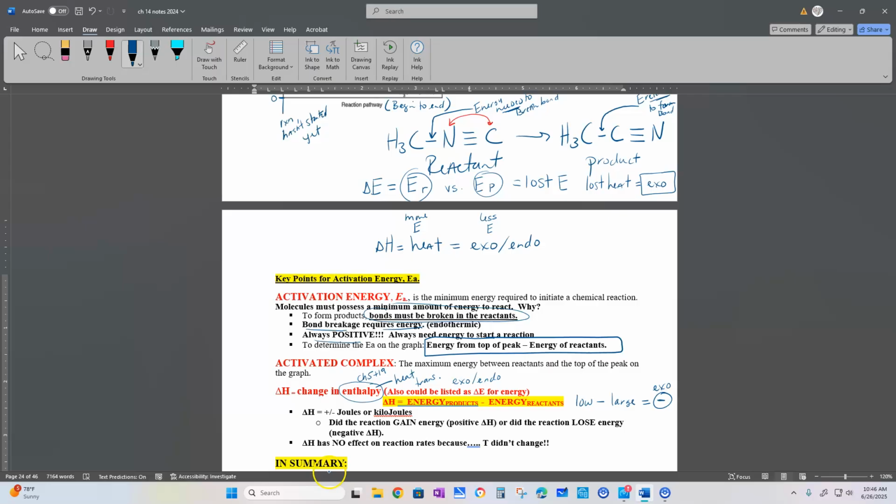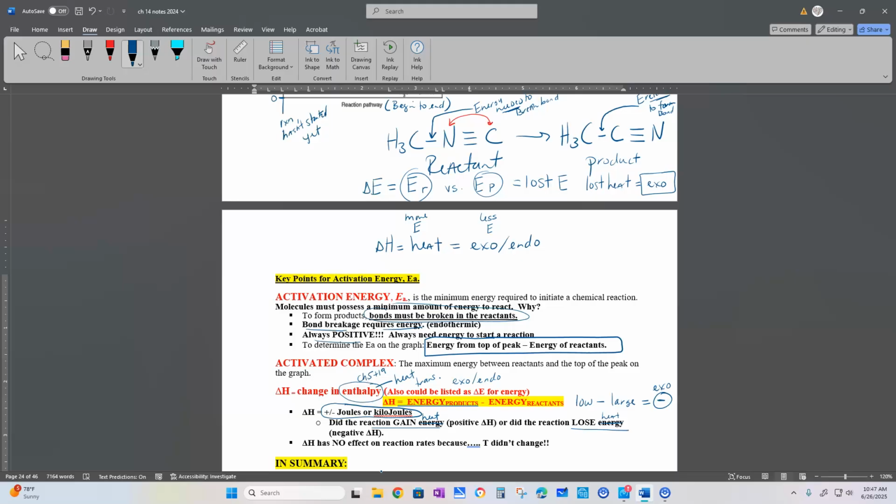So that delta H, it's the only one that actually can be positive or negative, whether it's joules or kilojoules, whatever AP wants to use. But if it's positive, that means the reaction gained energy, okay? And if it's negative, it means it lost energy. And actually, I'm going to be fixing this. We're going to say the word heat. It lost heat, because we're talking about delta H.